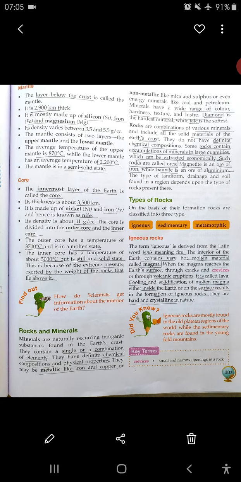till here. In my next class, I will discuss the types of rocks and the rock cycle. Okay, please read the chapter and form that table, as I told you, and in the next class we will continue with the chapter.